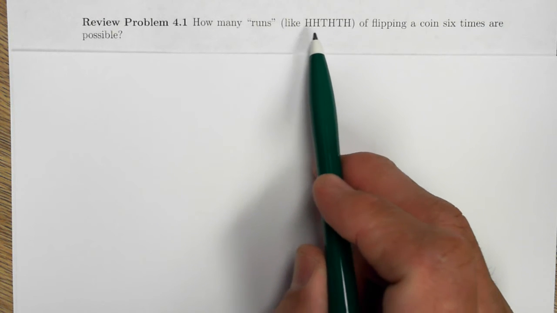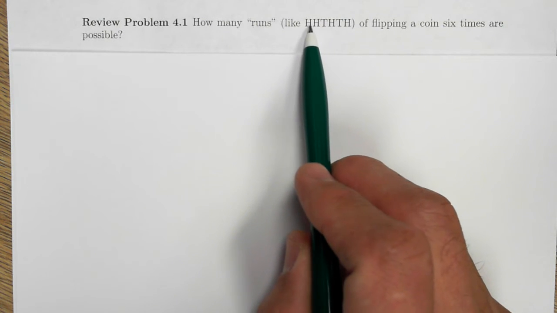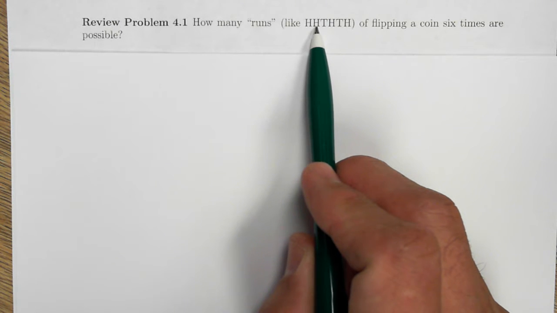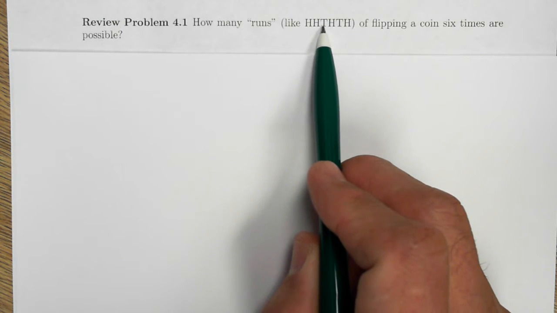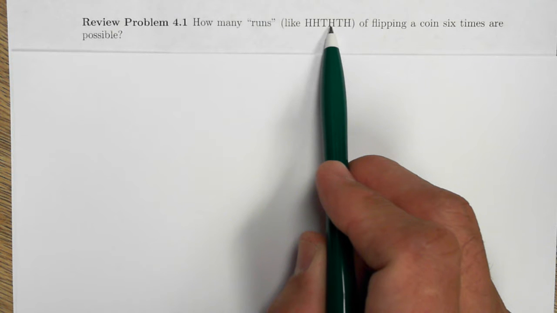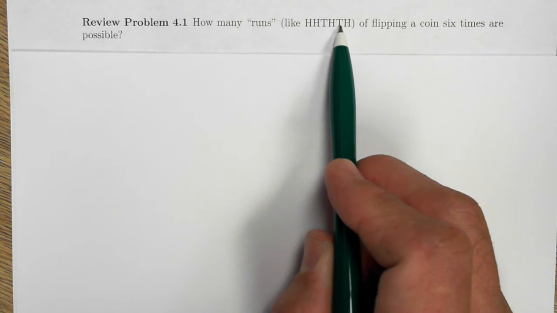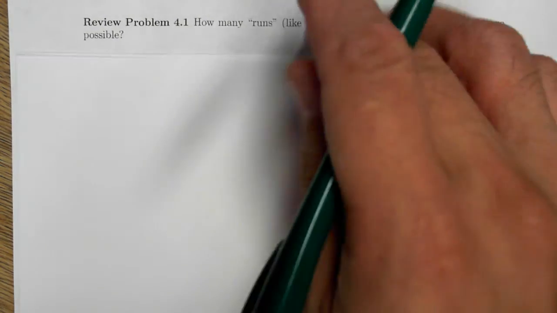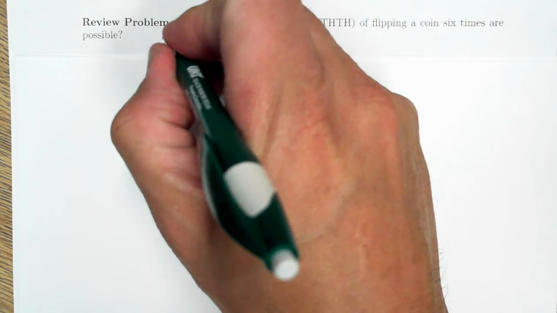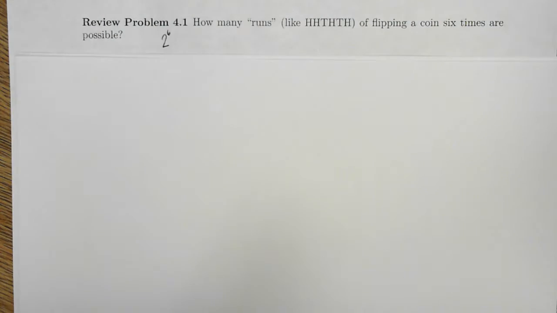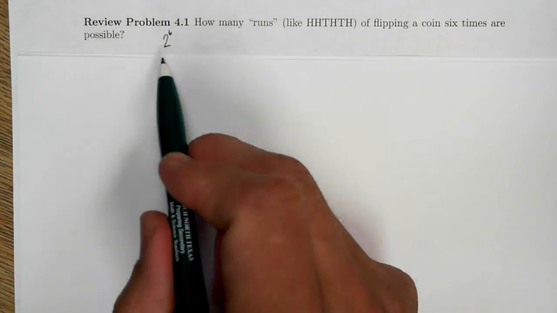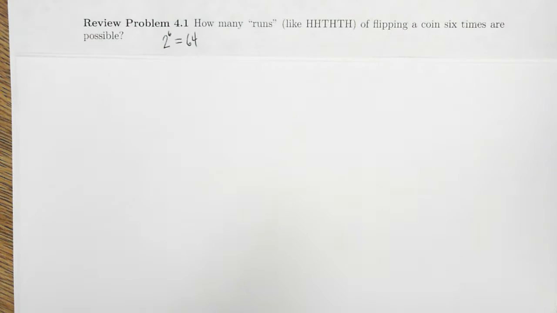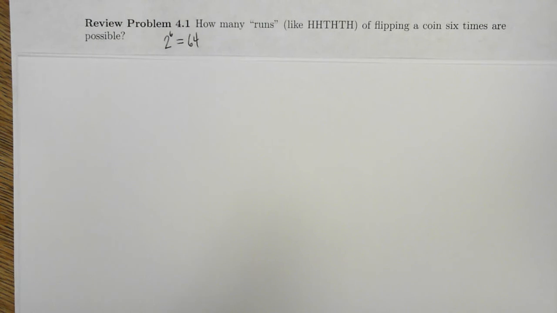This one's a multiplication problem using the product rule. So there are 2 possibilities for the first coin. There are 2 possibilities for the second coin. There are 2 possibilities for the third coin. There are 2 possibilities for the fourth coin. There are 2 possibilities for the fifth coin, and also 2 possibilities for the sixth coin. So the answer is simply going to be 2 times 2 times 2 times 2 times 2 times 2. If I said it right, I said it 6 times. So 2 to the 6th, which is equal to 64 using the product rule. So that's the answer to 4.1.